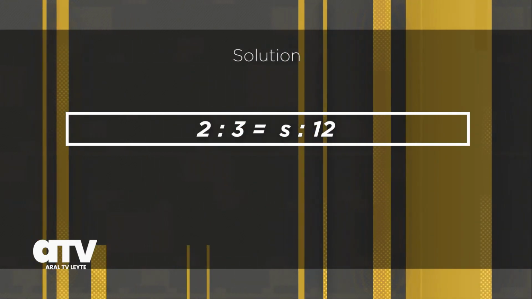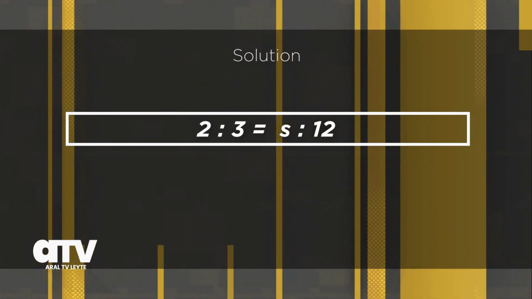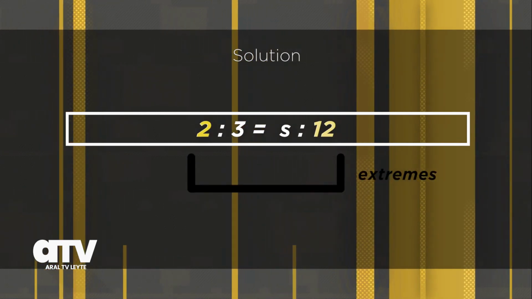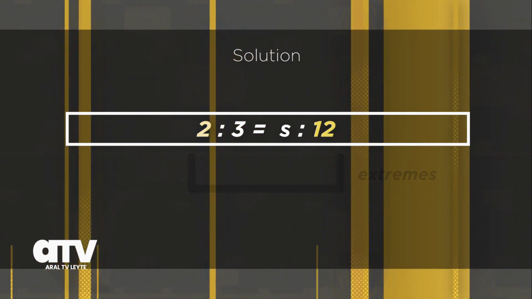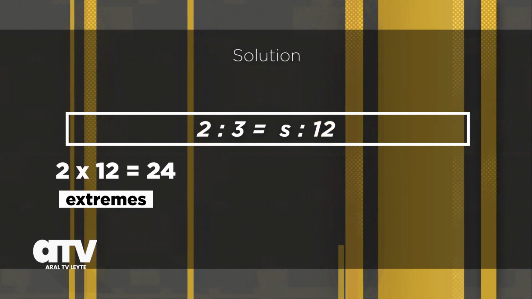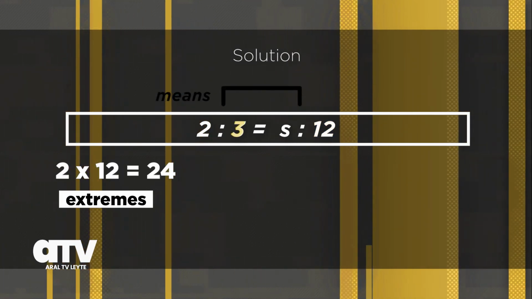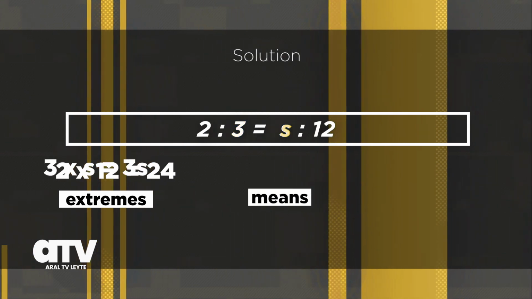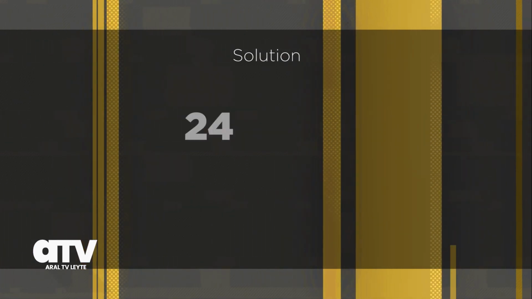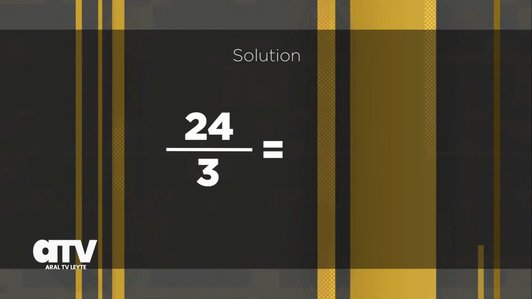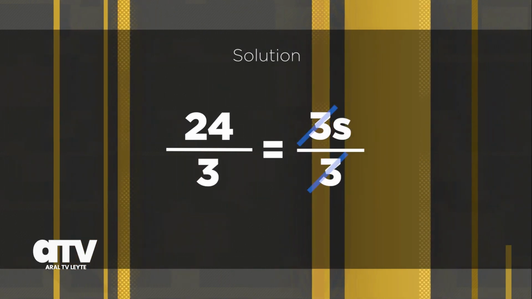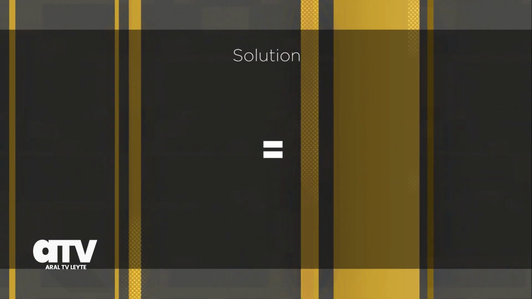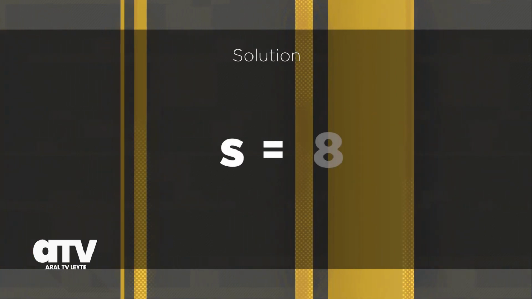2 is to 3 as s is to 12. Multiply the extremes. 2 times 12 is equal to 24. Multiply the means. 3 times s is equal to 3s. Divide 24 by 3, the number multiplied to the missing term. Therefore, s is equal to 8.